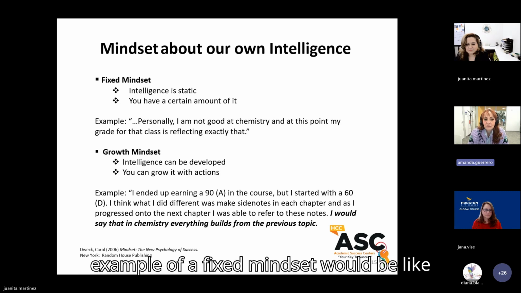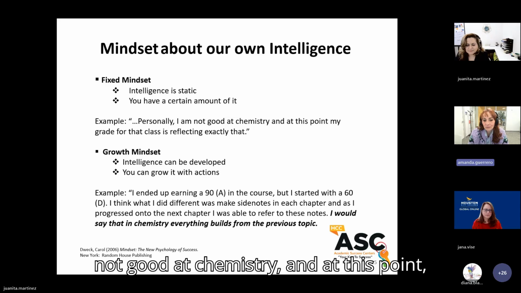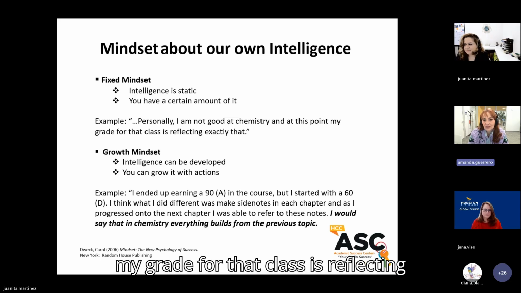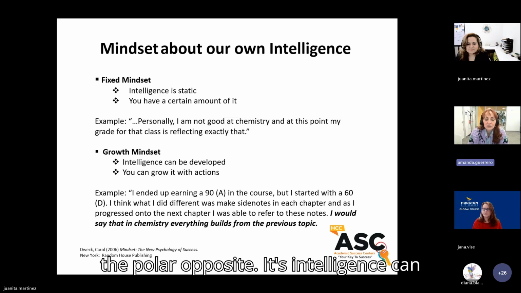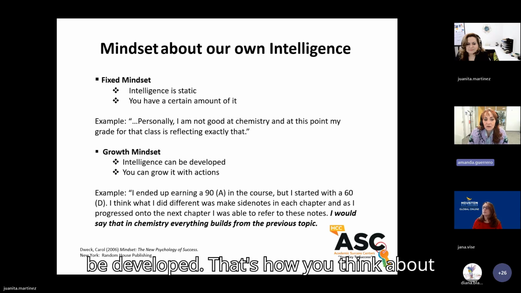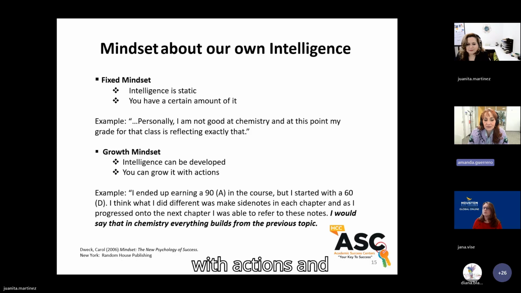An example of a fixed mindset would be when you say to yourself personally, I'm not good at chemistry, and at this point, my grade for that class is reflecting exactly that. And when you're having a growth mindset, that's kind of the polar opposite. Intelligence can be developed. That's how you think about intelligence, and that you can grow it with actions and discipline.